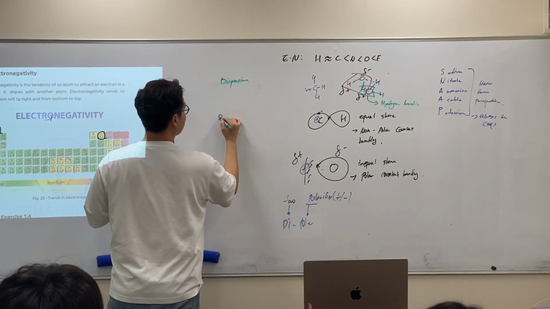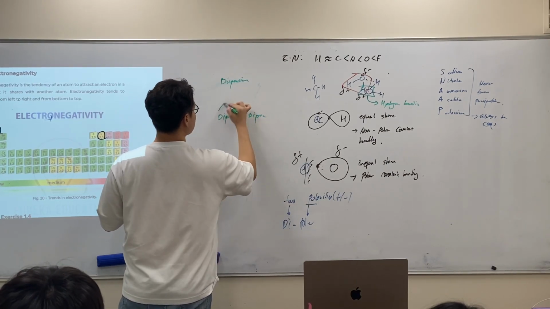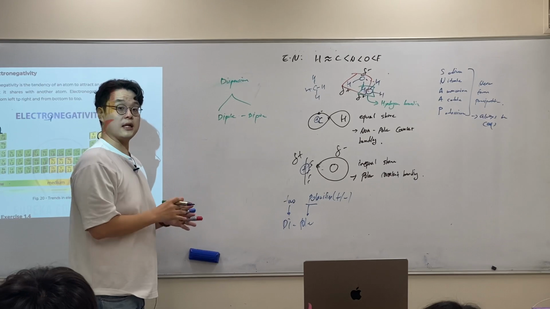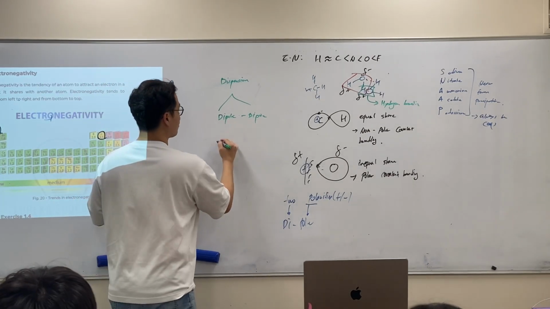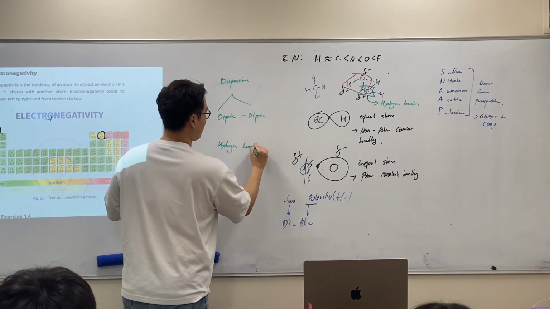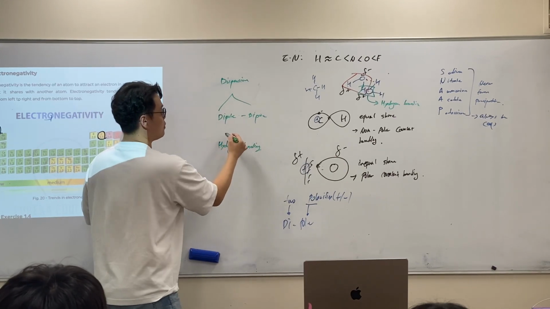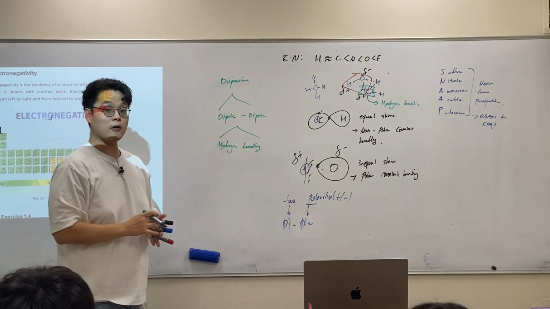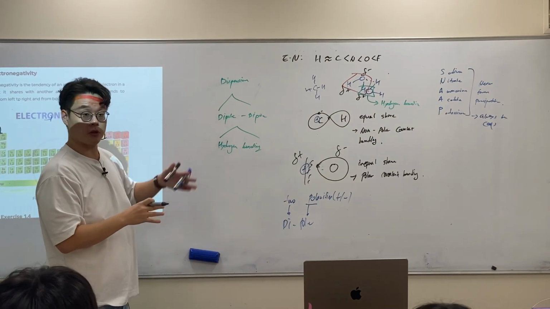We have the dipole-dipole, but dispersion is way less than the dipole-dipole interaction. Hydrogen bonding is part of this. Hydrogen bonding is a type of dipole-dipole, but compared by strength, hydrogen bonding is strongest, followed by dipole-dipole and dispersion here.